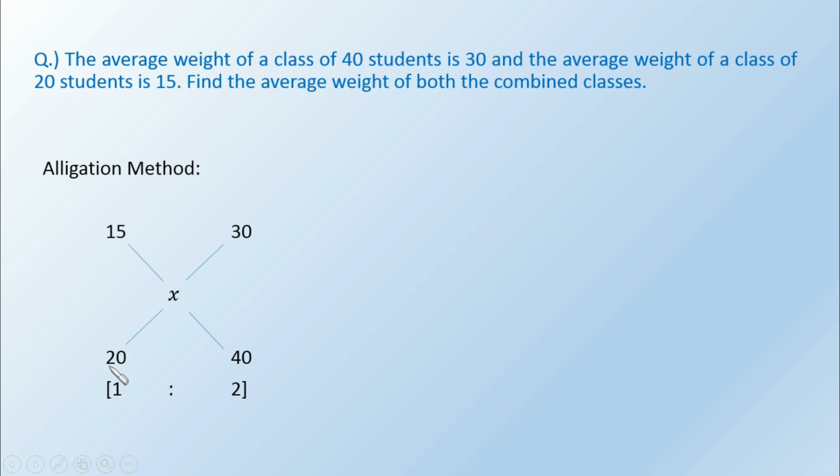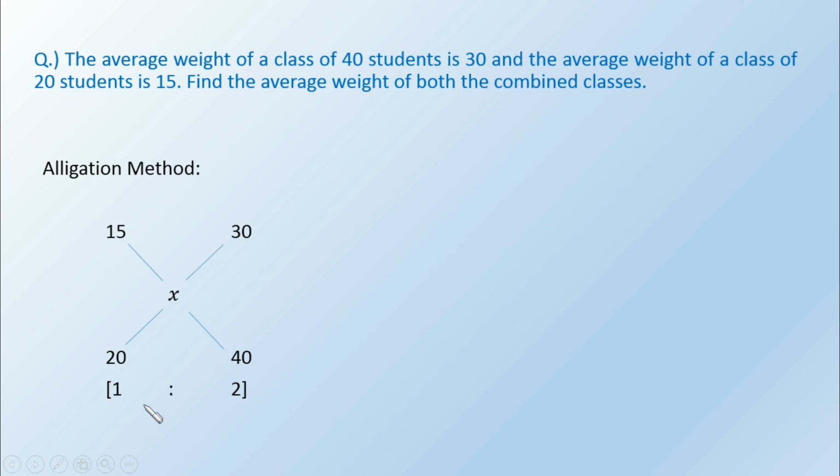And the quantity or the numbers, like for 15 average we have 20 students and for 30 average we have 40 students. The numbers are mentioned at the bottom. Now we also know that this x, the weighted average, has to lie between 15 and 30. And this 20 and 40 actually gives us a ratio. 20 is to 40 simplified as 1 is to 2.